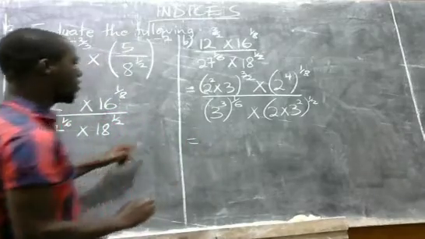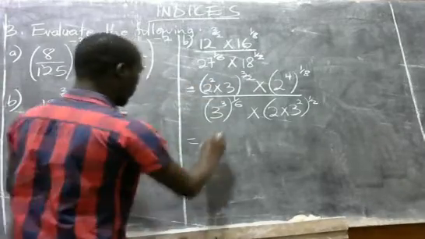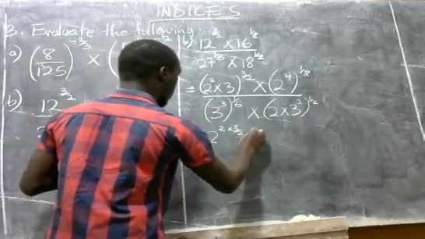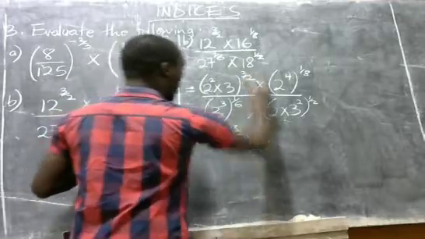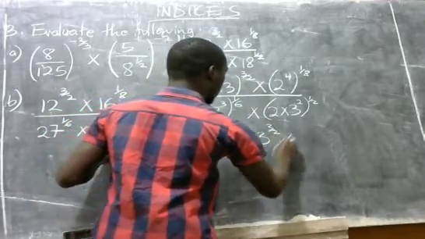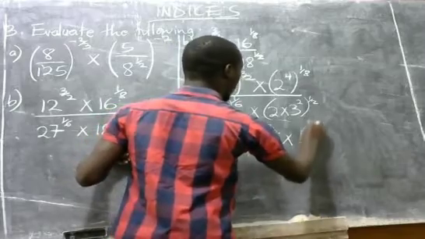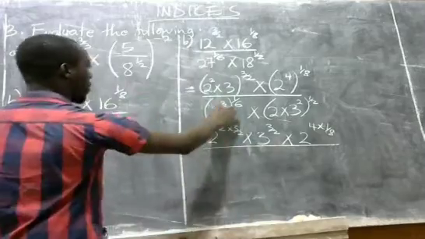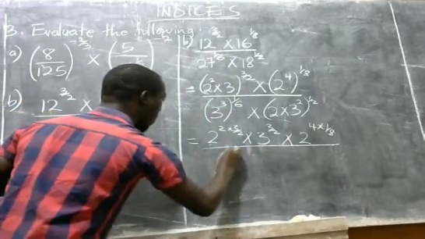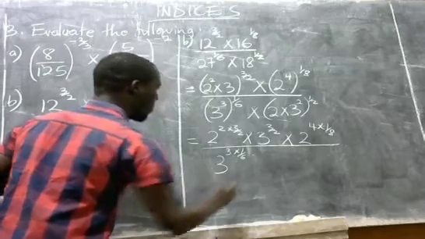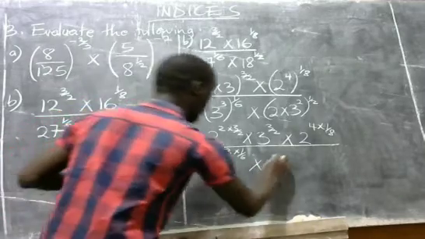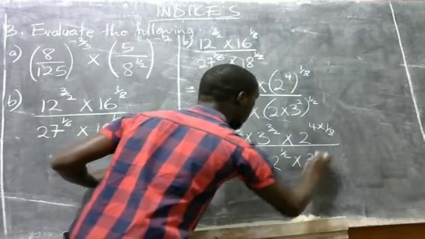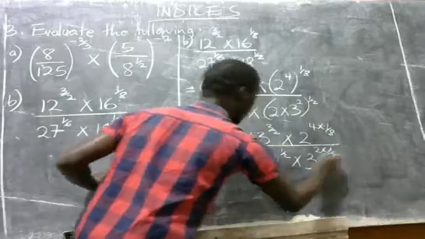So what do I have next? I'm going to open the brackets. So the 2 squared, then times 3 all over 2, then times the 3 there, power 3 all over 2, then times the 2 there, power 4 times 1 all over 8, all over this one here, 3 power 3 times 6, all of times 2 power a half, then times 3 power 2 times a half.